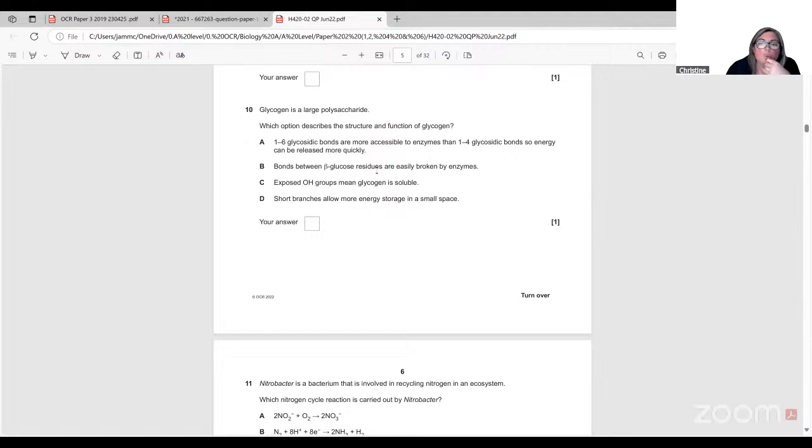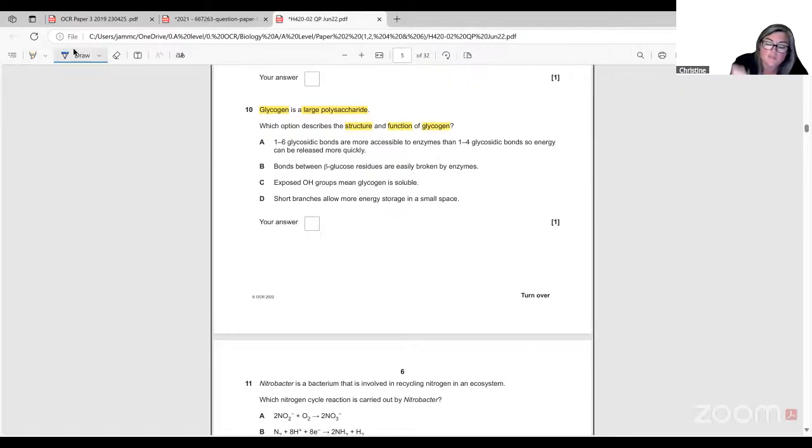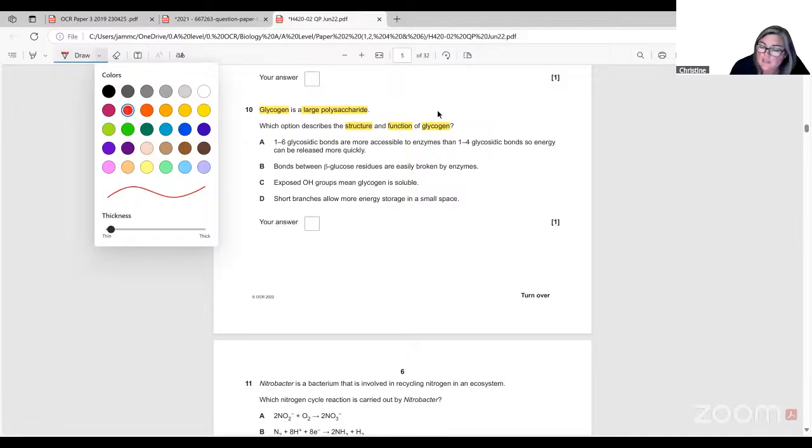Okay. Why is A wrong in this one? Okay, so let's just have a quick read. Glycogen, large polysaccharide. Which option describes the structure and function of glycogen? So first of all, as I always do, I'm going to write some little notes myself.